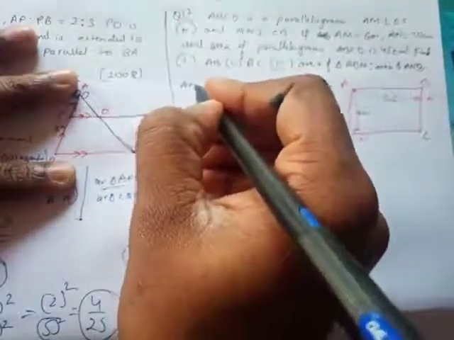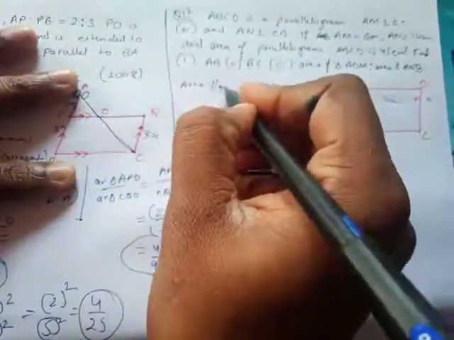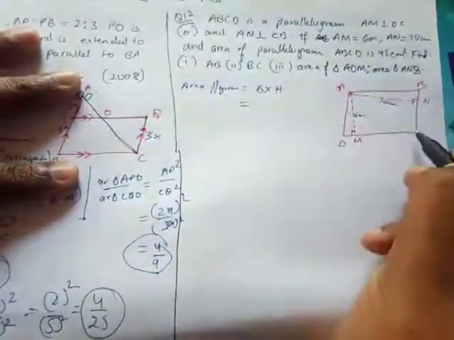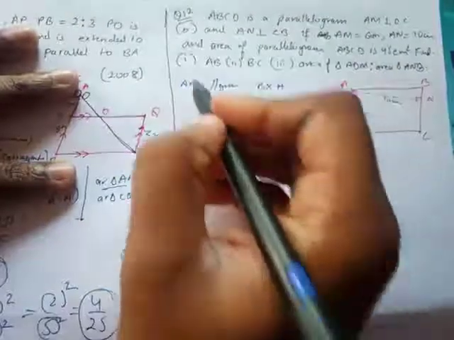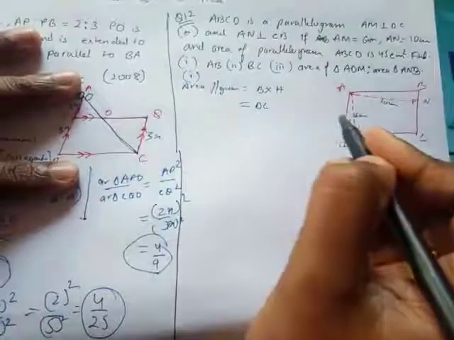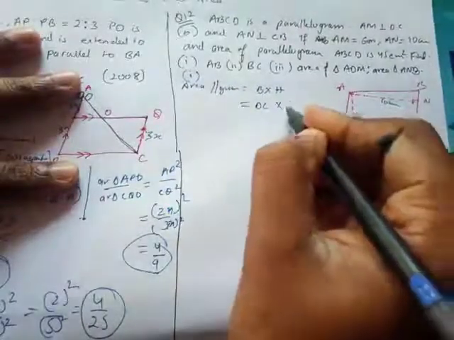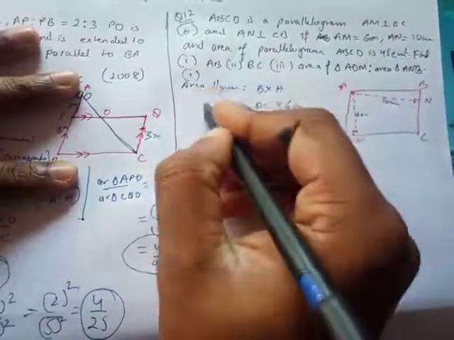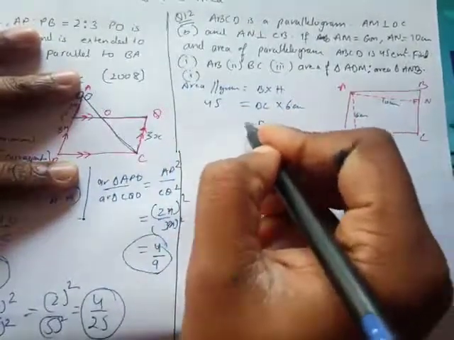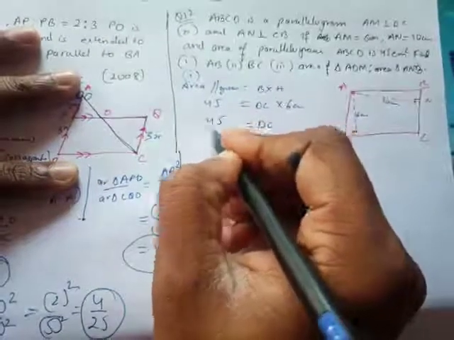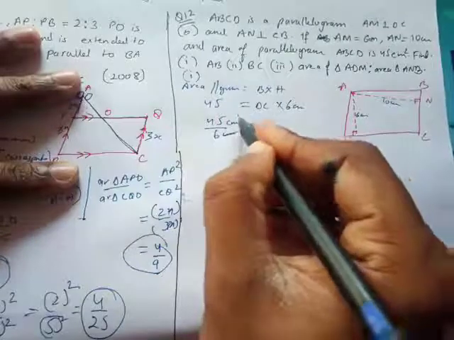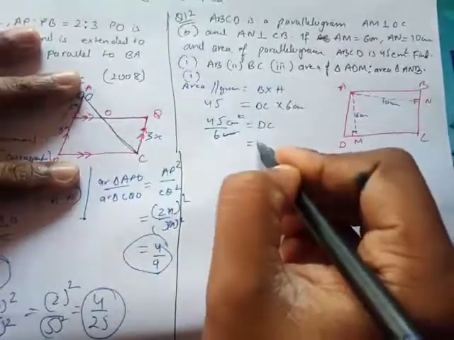So I know the area of a parallelogram. How to find the area of a parallelogram? That is base into height. So if I see this as a base, if I have to find AB, I'm doing the very first part. So base is DC, into height is 6, and the area of the parallelogram is already given, 45. So DC is 45 upon 6 centimeter square. This centimeter cancels with 1 centimeter, so I'll get DC.